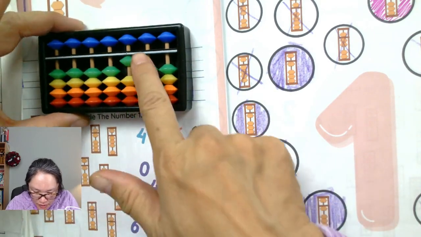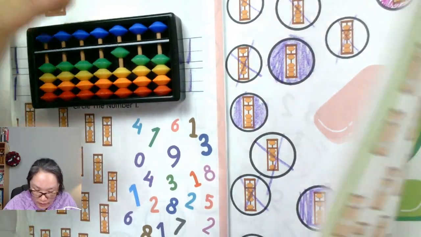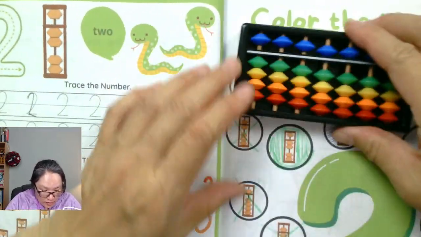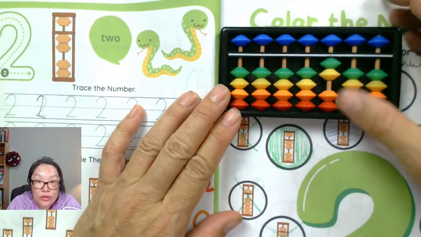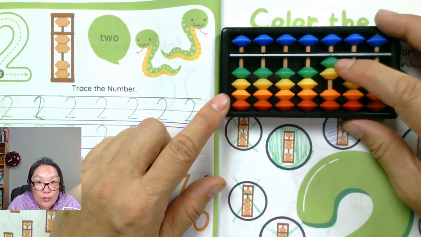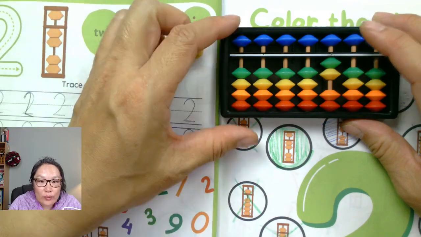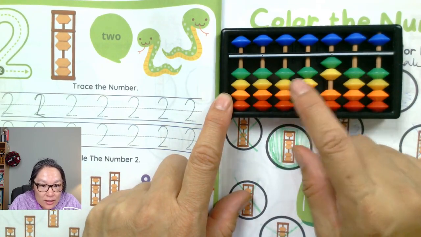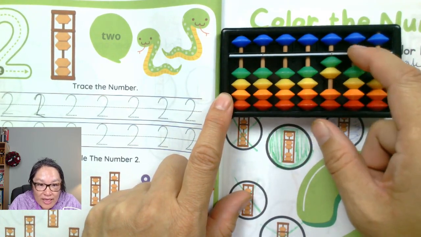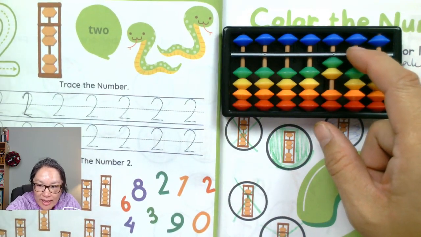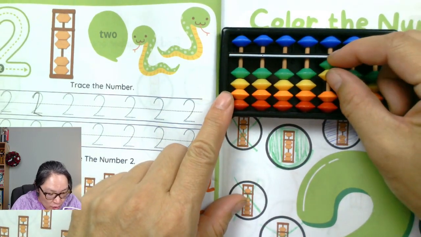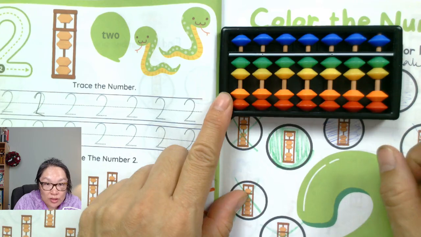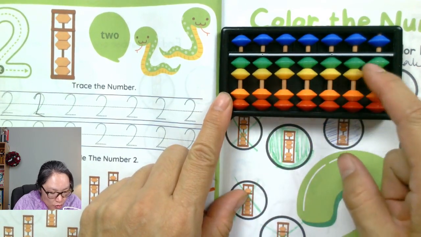Anyways, so this is 1. After 1, we have 2, like we have 2 snakes. So we have 1, 2. 2 snakes, 2 beads on the abacus. We want to make sure that we have our abacus, and our abacus tells us what's being counted. This horizontal bar is what's being counted. Because it's being counted, these 2 beads are being counted. So if I do this, these are all being counted, and this is what 2 looks like.